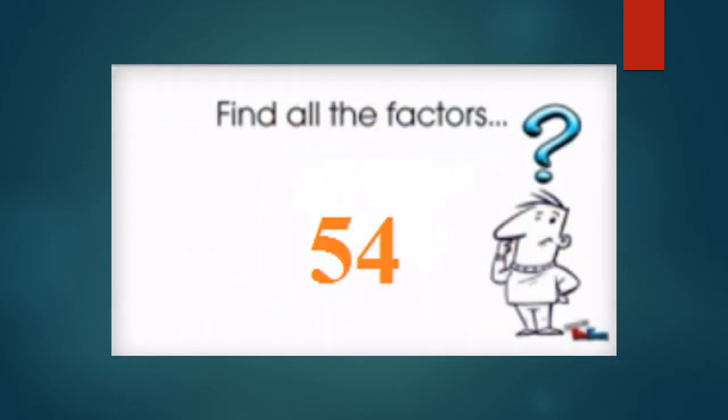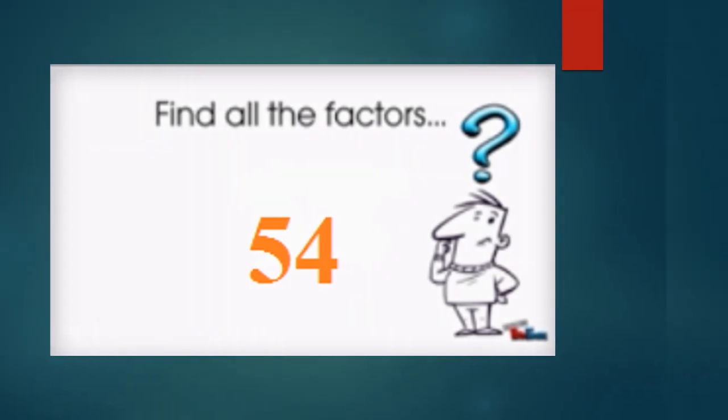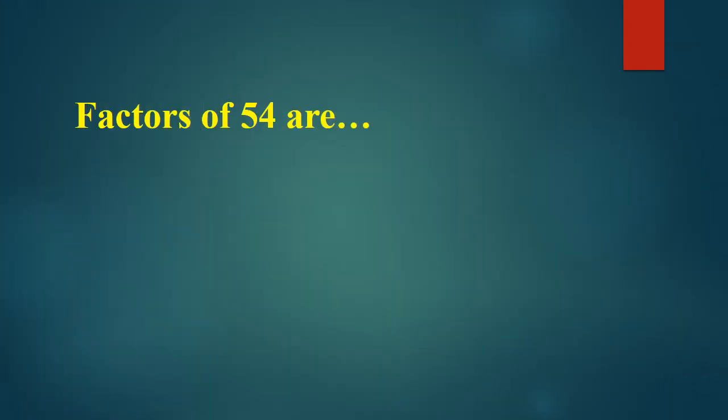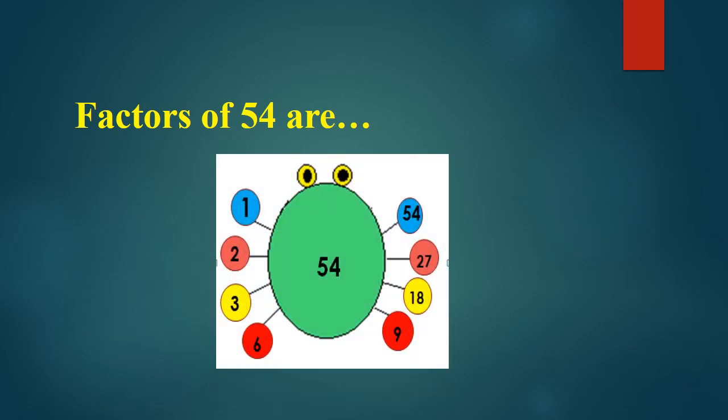Find all the factors of 54. Let's make a rough sketch in our mind. Look at the picture. What does it notify? It gives us some hints. There are 4 pairs of numbers written in some order.